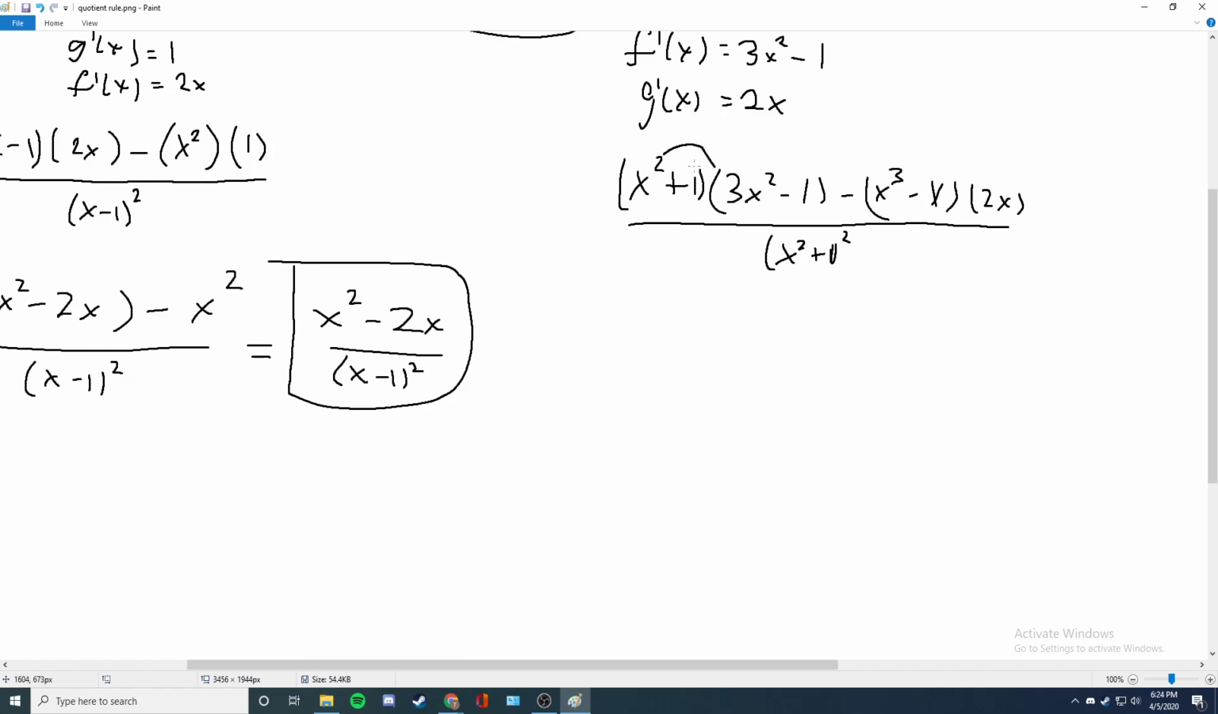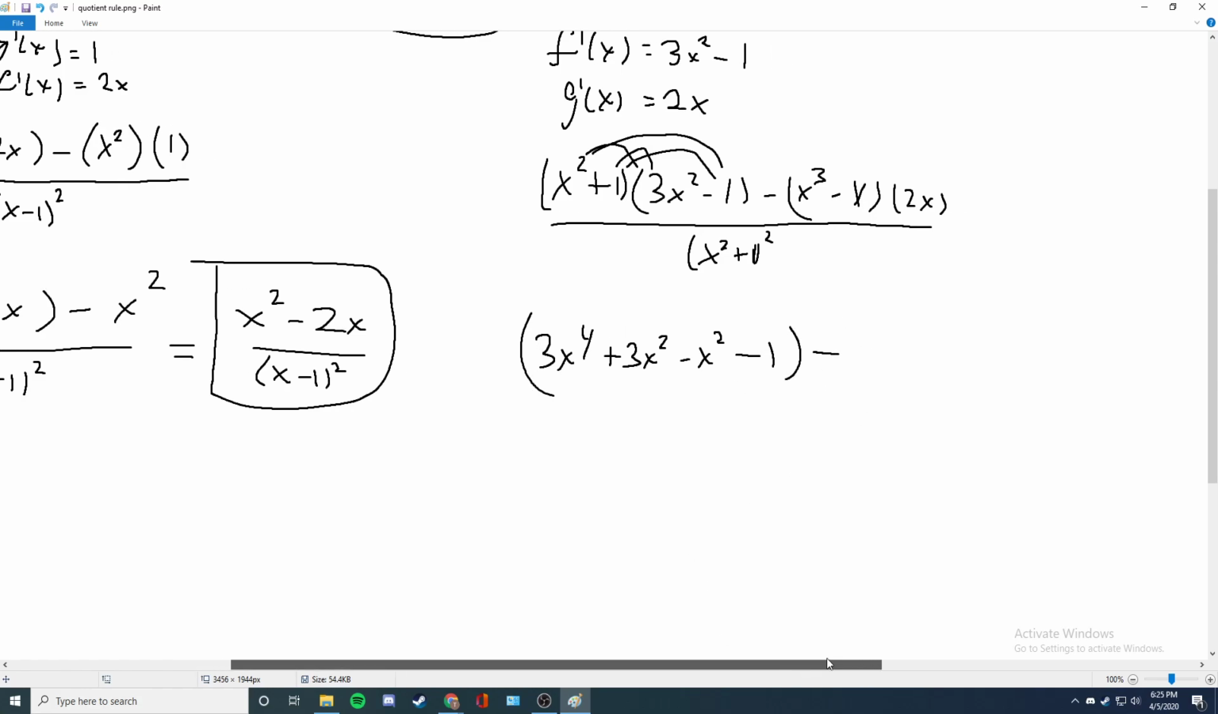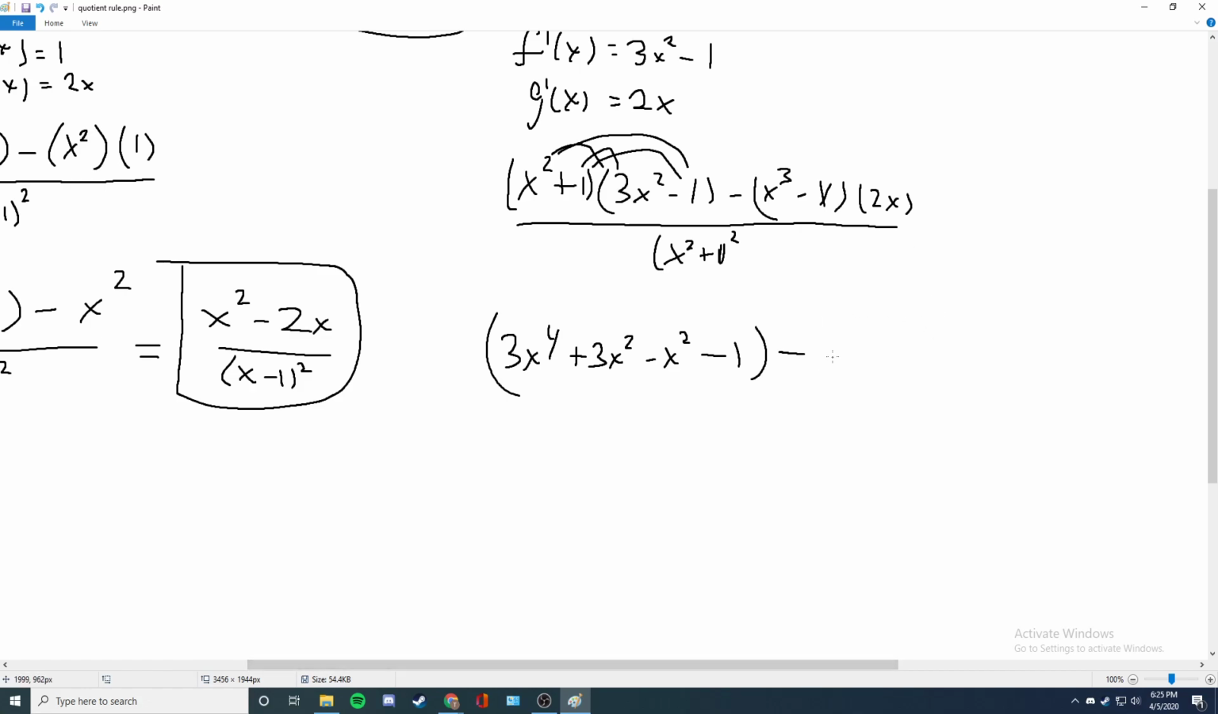We'll FOIL this chunk out, and we get 3x to the fourth plus 3x squared minus x squared minus 1. And then we'll FOIL the other chunk out, and we get 2x to the fourth minus 2x squared. And then again, we're just leaving the denominator.